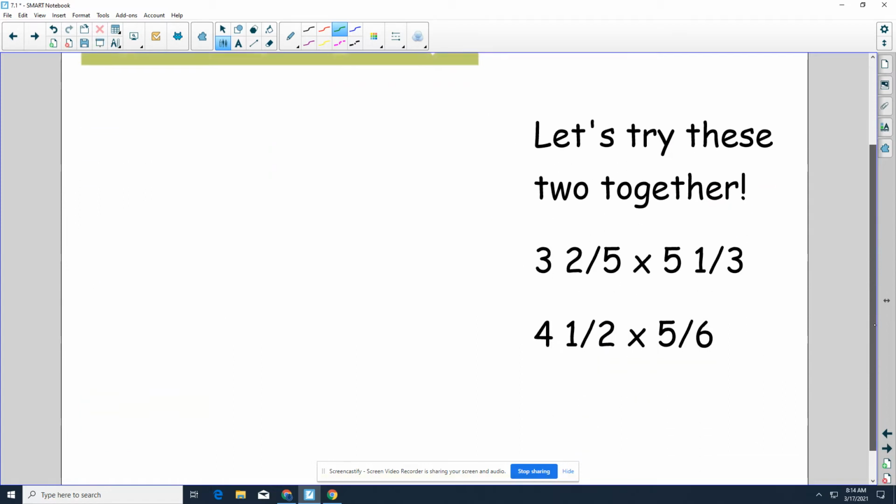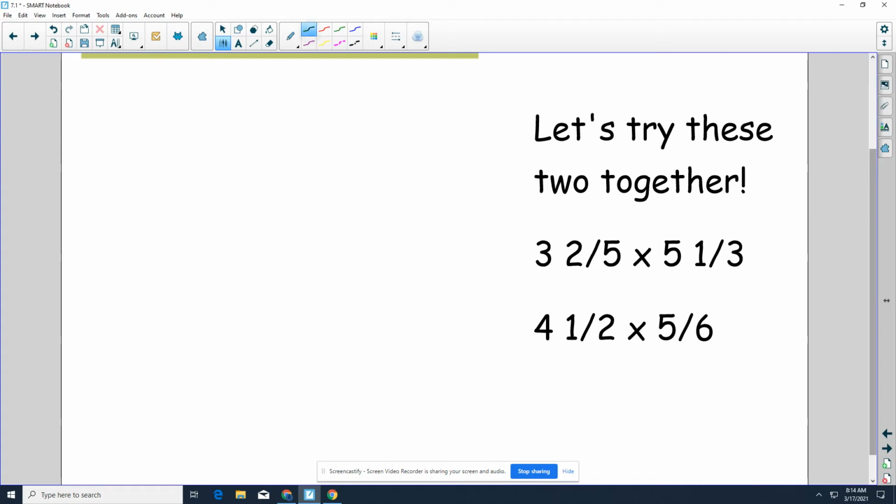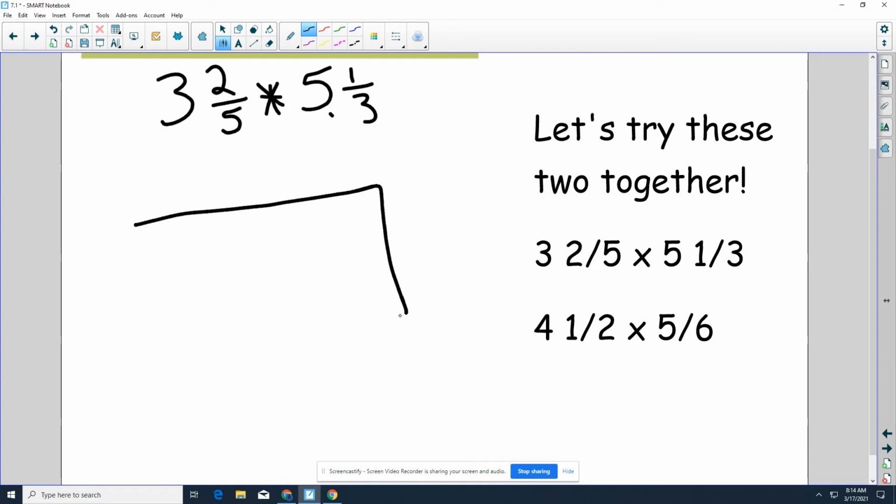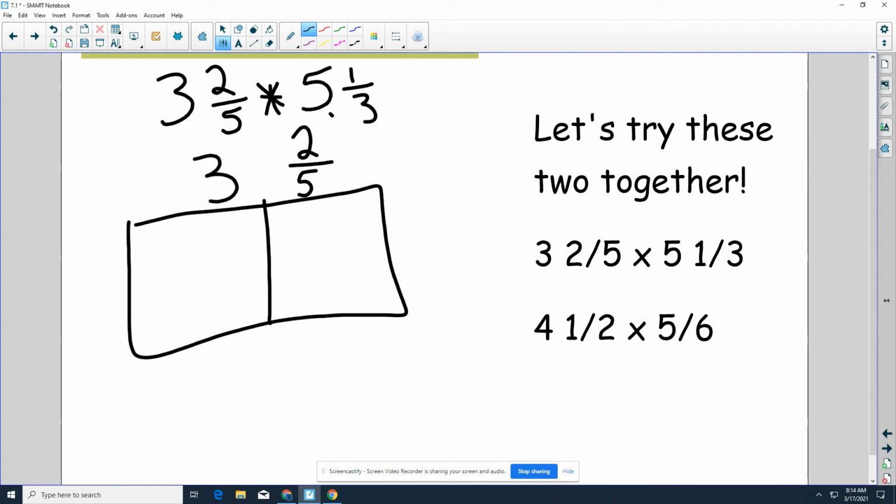Okay, so let's try these two together. So everybody go ahead and make a box. So first I'm going to write this up here. I'm going to split it up. I have ones and then I have a fraction, so 2/5. Over here I have 5 and then I have 1/3.